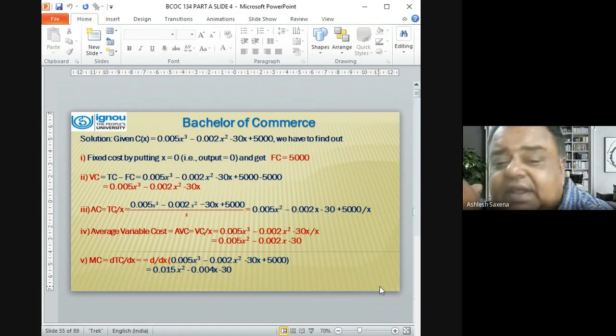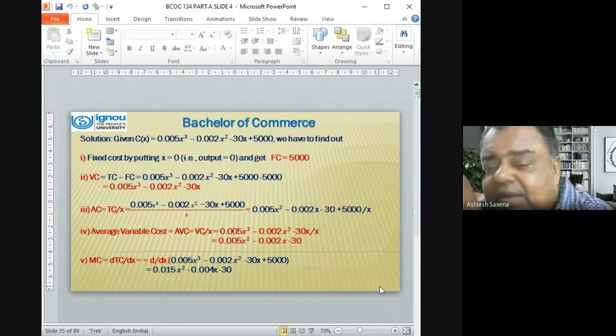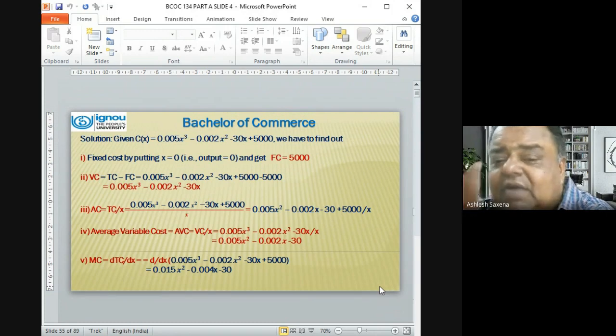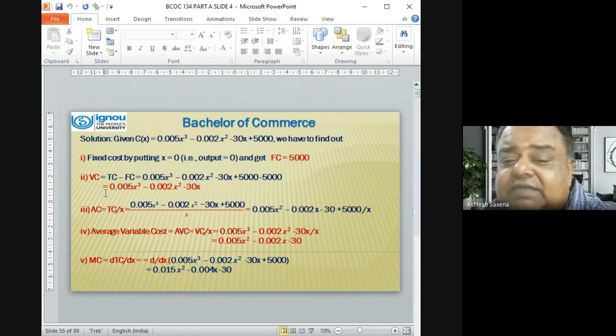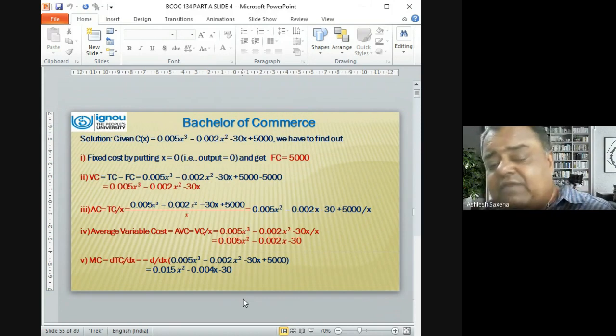Next is average variable cost. Average variable cost is variable cost divided by x. That means you are going to divide this variable cost by x. You will be getting 0.005 x square minus 0.002 x minus 30. Here it is. Then comes your marginal cost. Marginal cost is the derivative of total cost. Where is the total cost?